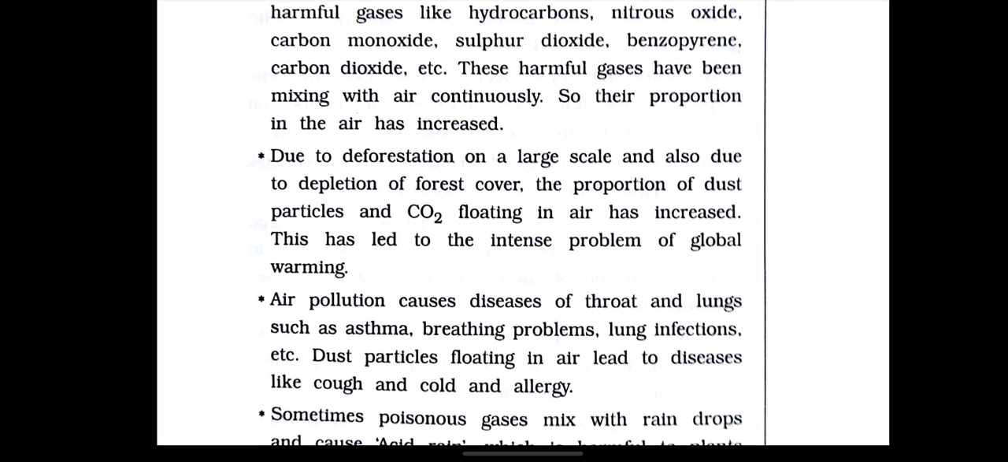The second point is due to deforestation, means the cutting of trees from the forest, that has lost the control over the atmosphere, because trees we all know are very essential for maintaining pure air and to bring rain. But if we cut down trees, then it will be a great problem for the environment. Due to the deforestation on a large scale and due to the depletion of forest cover, the proportion of dust particles and CO2 floating in the air has increased. This has led to the intense problem of global warming. And if the trees are not present on the surface of earth, then there will be global warming. We have experienced that year by year the temperature on earth has increased, which causes great difficulty for human lives as well as for the other creatures present on the surface of earth.